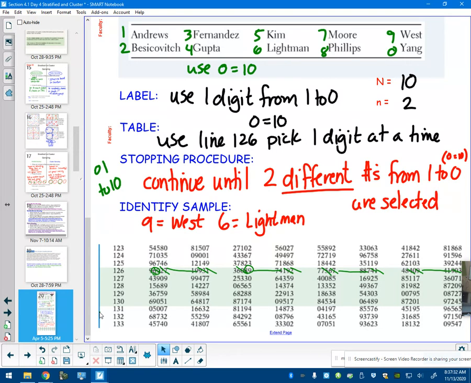There are good ways to do things, and there are more effective, quick, efficient ways to do things. And so that's why when you have exactly 10 or exactly 100, you would go from 01 to 00, with 00 being person 100. And that is how you would pick a stratified sample with your table.